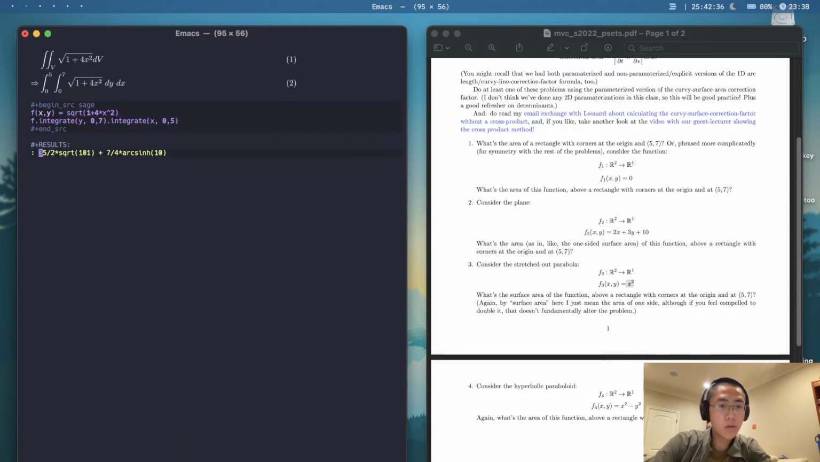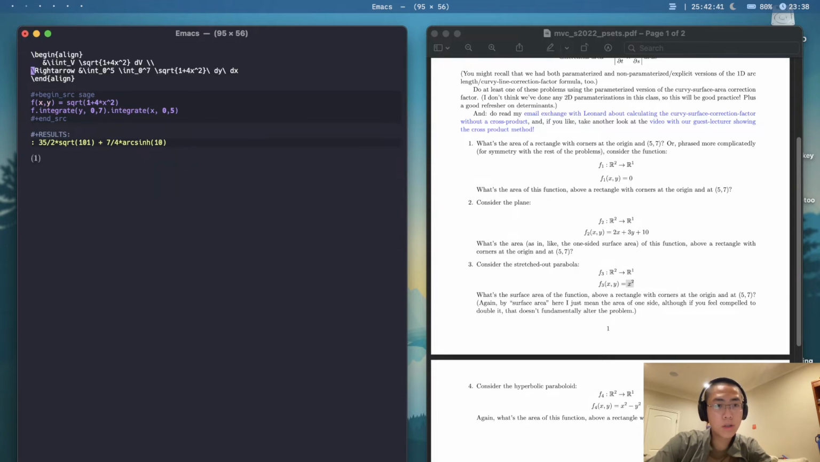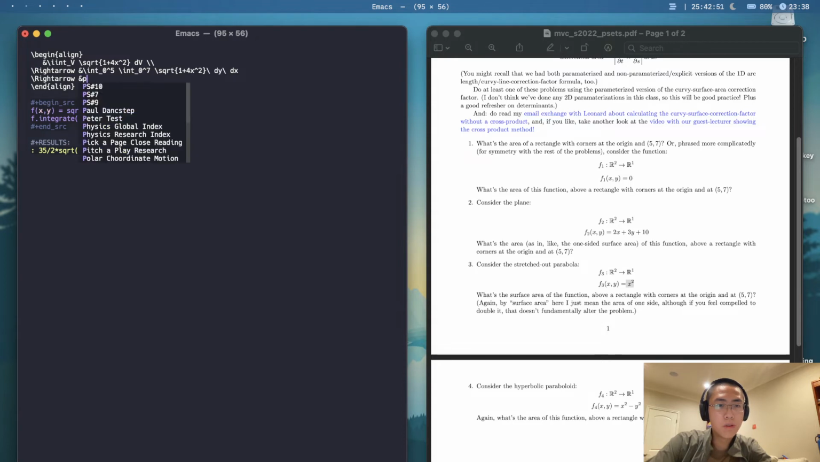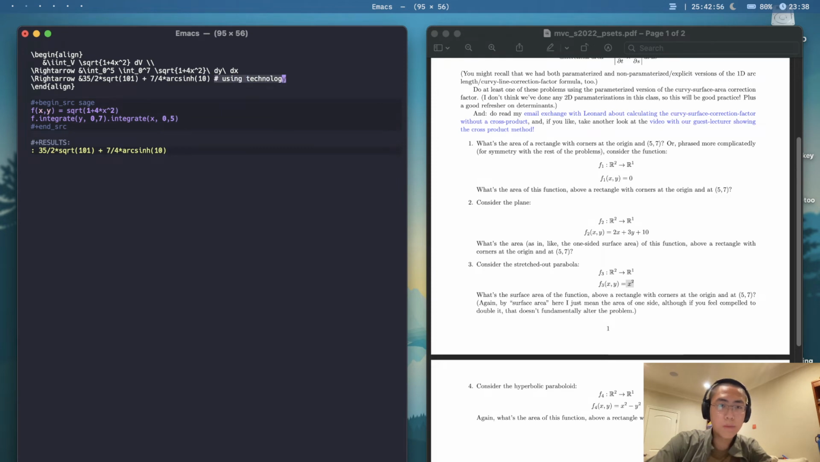So this is the result that Sage gives. So we're going to put that down there. For those of you taking the AP, if you ever do this, be sure to write the words using technology here. Using technology. Because I think they dock you points if you don't. So yeah, do that. That's a bit of AP advice for y'all. Anyway, just reformatting these fractions so that they look nice. Epic.